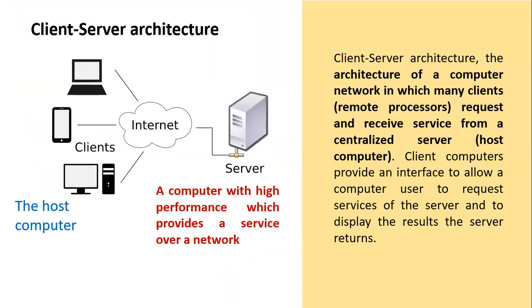Everyone, all the communication on the internet works as a client-server architecture. Client-server architecture means there is a client and a server. The computer which is going to provide a service is called the server, and the end device which is going to receive the service is called the client. The host computer is a client, and a computer with high performance provides a service on a network. So this server must have high performance, because it has to communicate with thousands of end users.